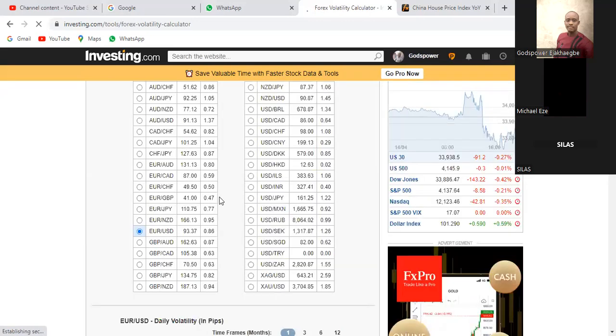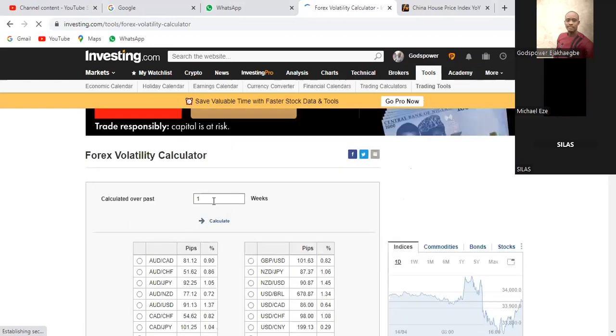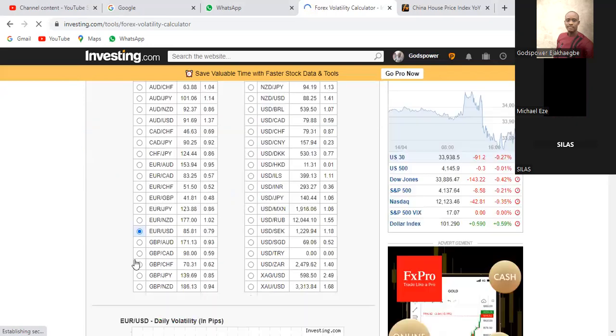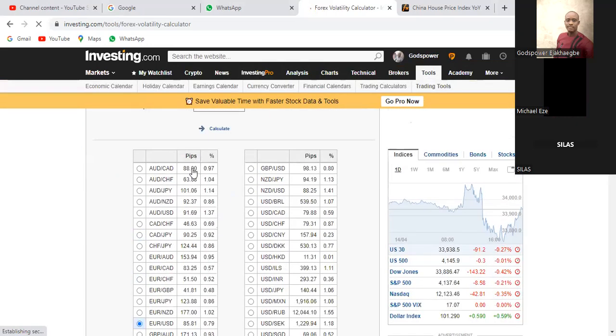Can you see? Calculate over 1 week. I can put calculate over 2 weeks. Plus, you know what this means? It means that this shows you the pips that is assigned to the trade for that week. I repeat, this is the pips that is assigned for the trade for that week.